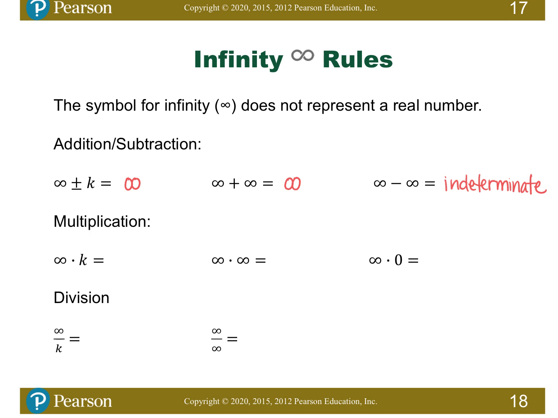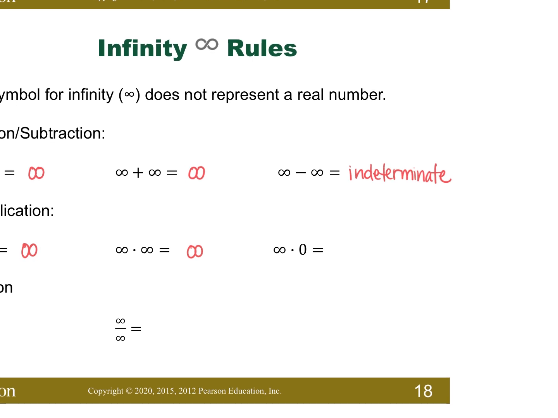If you take infinity and you multiply it by a constant, this is your question about 2 infinity, double infinity, still just infinity, no matter what you multiply by. If you take infinity and you multiply it by itself, you still get infinity. But if you take infinity and you multiply it by 0, what do you get? 0.